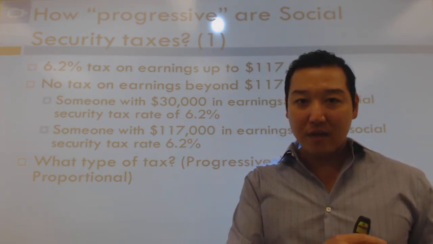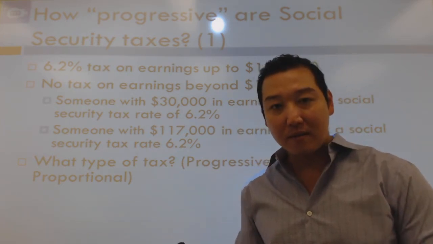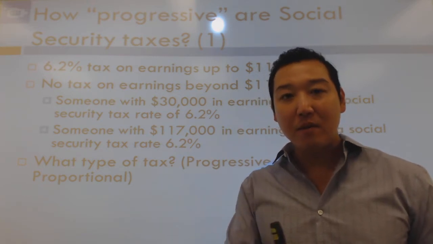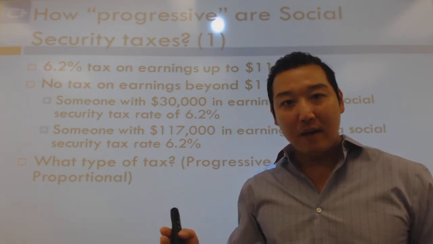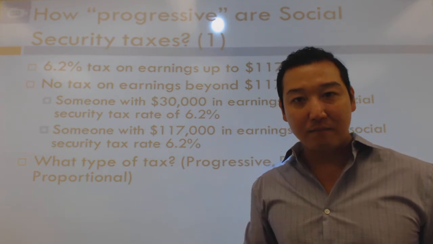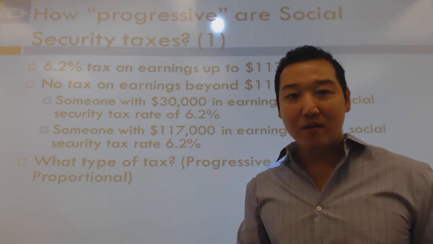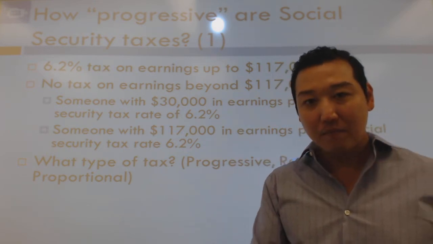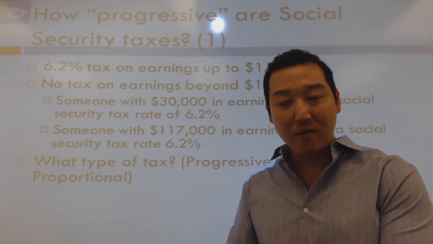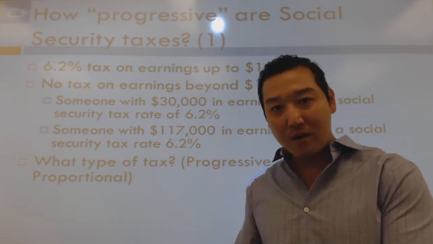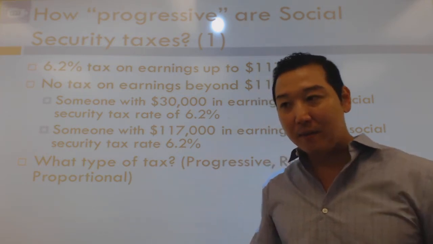And so if we're assessing progressivity or regressivity just up to the point of the capped amount, you would say that this is in fact flat or proportional. Right? It doesn't matter if you're a low-income worker or the person at the capped amount, $117,000. Everyone is paying the same rate up to that amount.